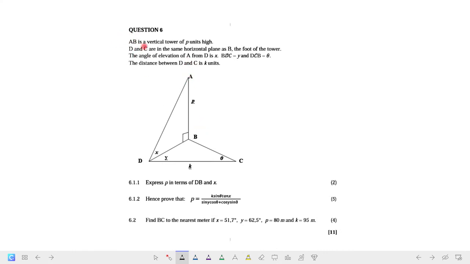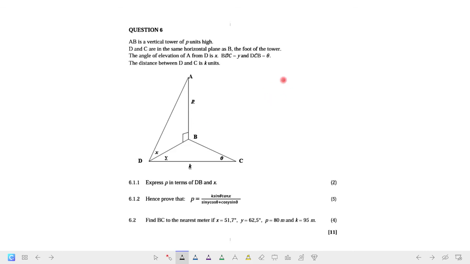AB is a vertical tower of P units high. D and C are in the same horizontal plane as B, which is the foot of the tower. The angle of elevation of A from D is X, and BDC is Y, and BCD is theta, and the distance between D and C is K units. As you can see now, everything that we're told here is already in the diagram.